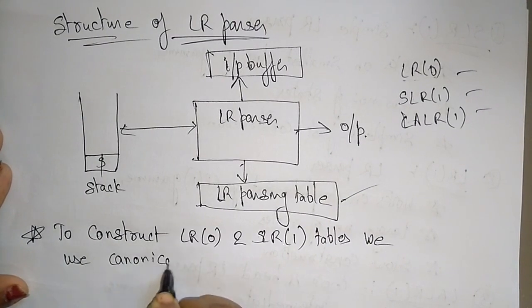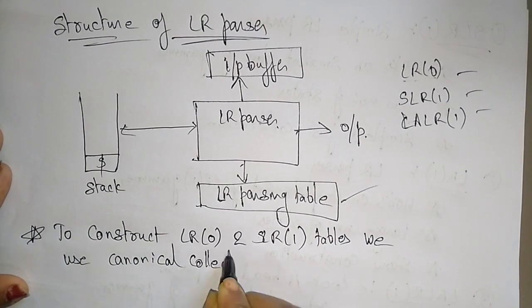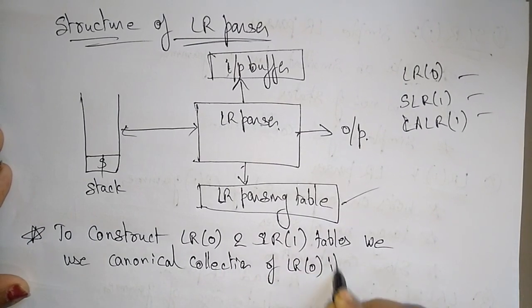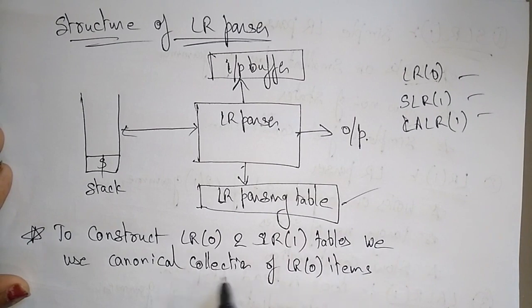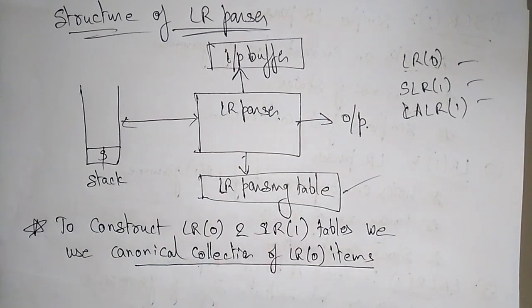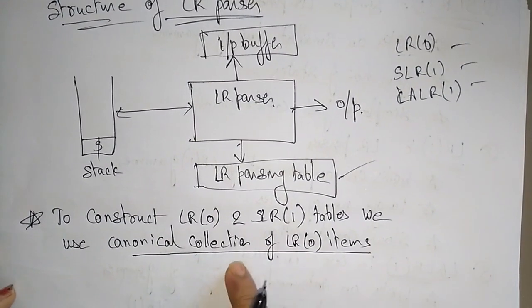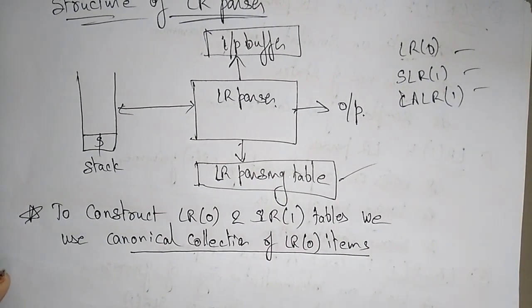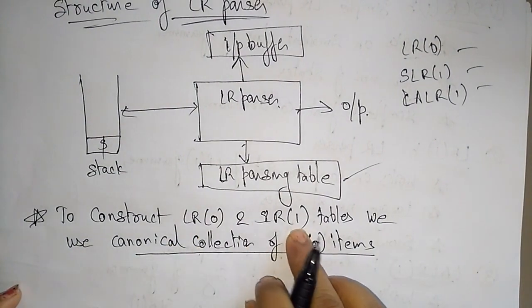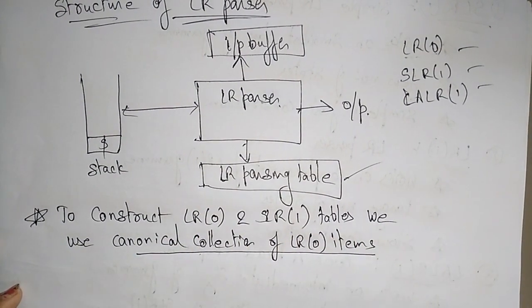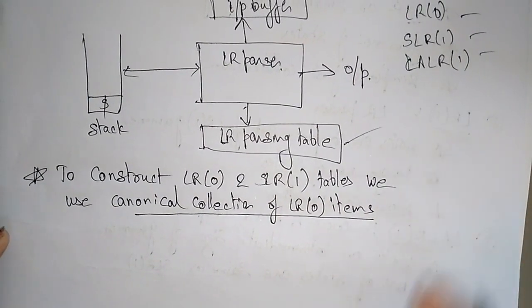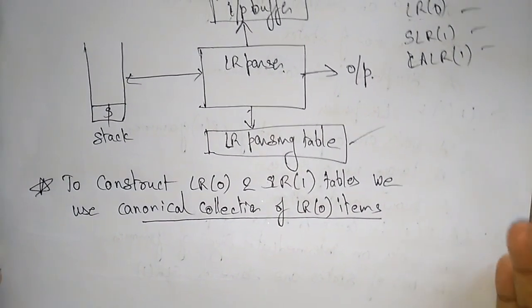To construct LR0 and SLR1 tables, we use the canonical collection of LR0 items. So to construct a table, it requires the canonical collection of LR0 items. Just remember this word. It will be helpful to you while you are constructing the tables. So what are these canonical collection of LR0 items? You will see in the examples.